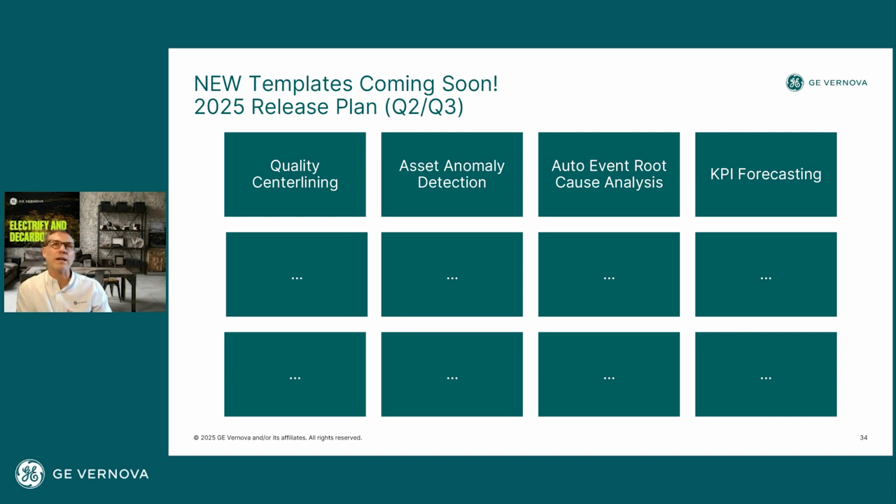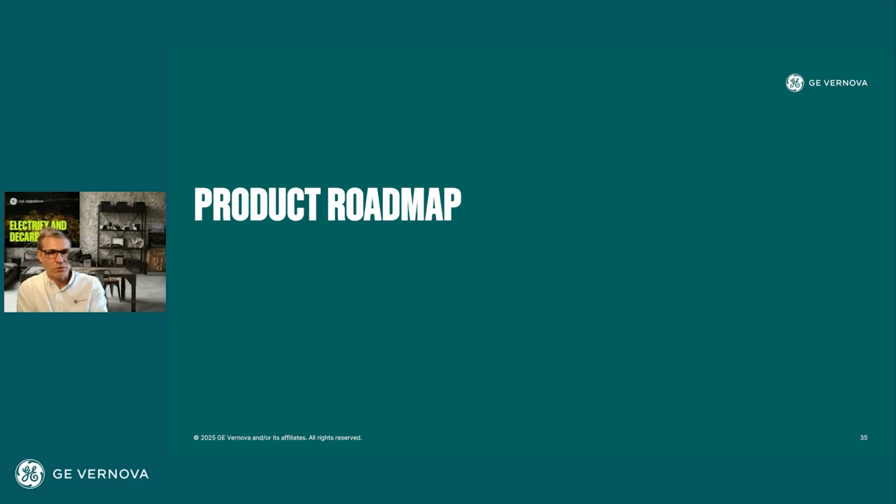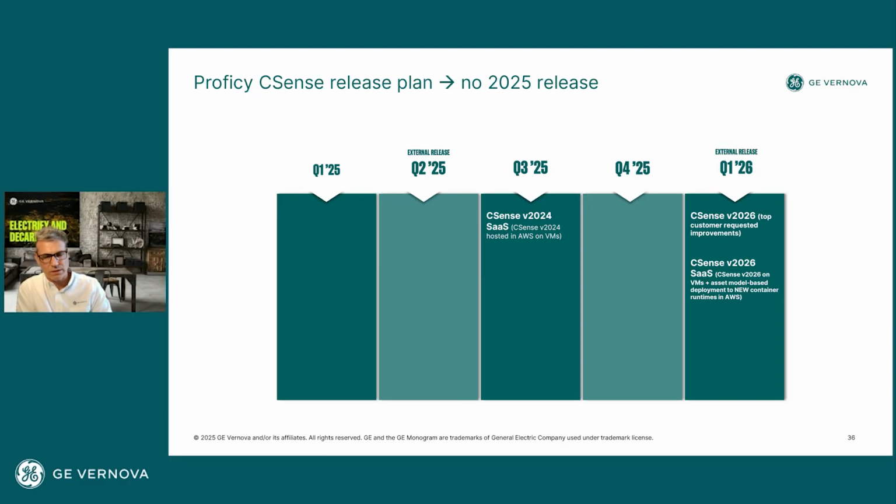So we now have a data science team that is creating these templates, and you can see we are continuously creating new templates of high-value use cases that are plug and play to help you get faster value with CSense. Okay, then from a product roadmap perspective, what you can expect is that we are not going to have a CSense 2025 release. So the latest release of CSense is 2024.